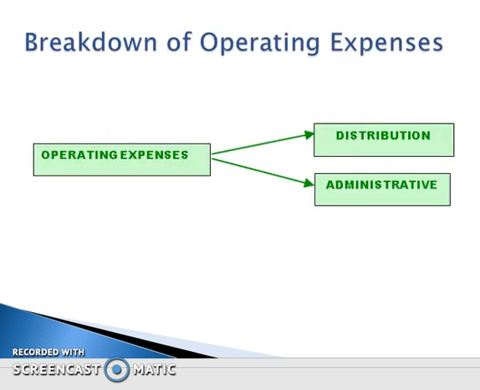In many cases, you will see the operating expenses subdivided into distribution and administrative expenses. You'll also find a line called Other Income. This is for items not included in the gross profit, such as any profit on the sale of a non-current asset, perhaps a building.